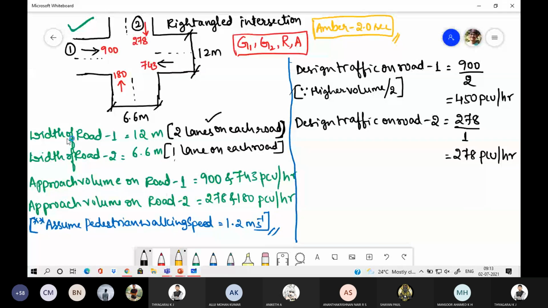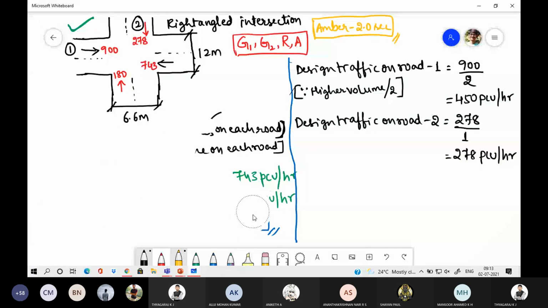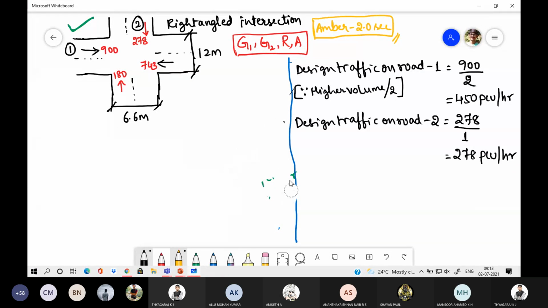If you have written, we'll go for the solution, next part. Okay, I'll erase this one. Width of the road. So you have to assume pedestrian walking speed as 1.2 meter per second. Now, step 1.